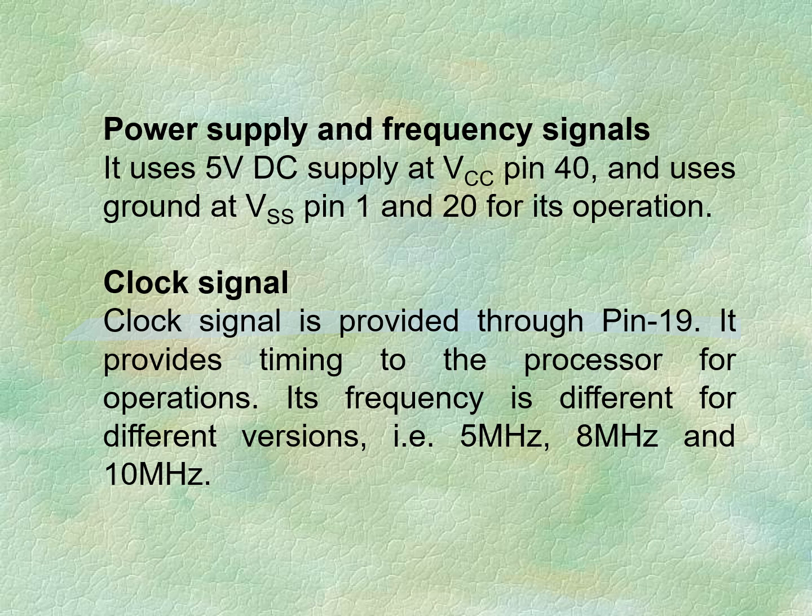And again, this we have looked at already. A 5 volt DC supply must be given for 8086 for its operation. And regarding the clock signal, it is given in pin number 19. The frequency of the clock can be 5 MHz, 8 MHz or 10 MHz, depending on the version of 8086 we are going to use.